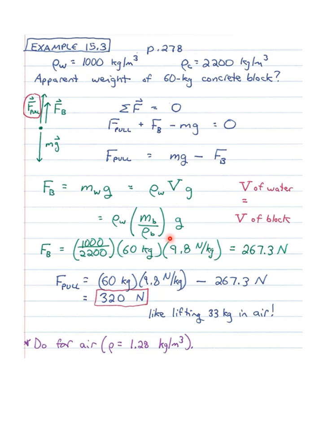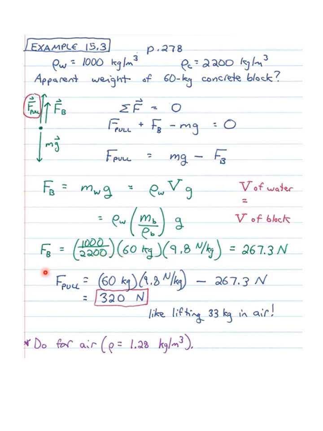But notice that I'm now thinking of it in terms of the block. And we need to write those subscripts because there's two densities now, and we need to be clear which density, which mass we're talking about. So we've still got our density of the water, rho sub W, and now volume of the block becomes mass of the block, m sub b, over density of the block, rho sub b, times g.